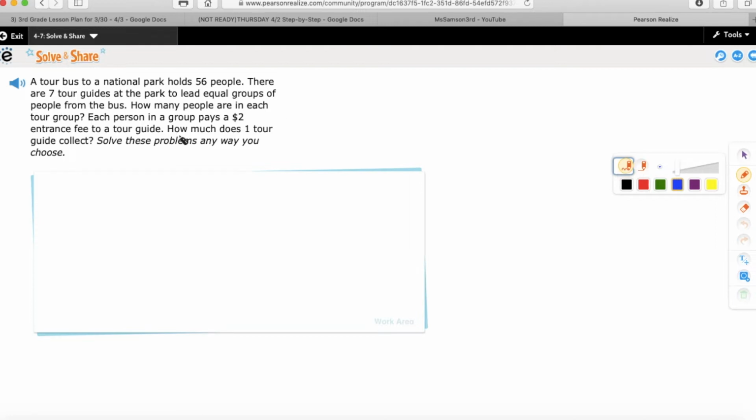Okay, so a tour bus to a national park holds 56 people. So we know that there's 56 people in this bus, and there are 7 tour guides that will be giving a tour. So how many people will be in each group? So go ahead in your solve and share.